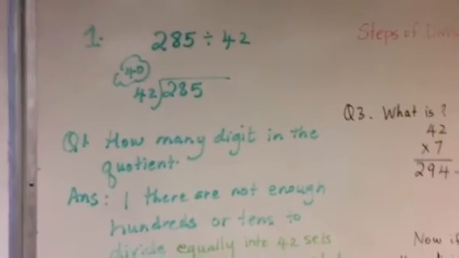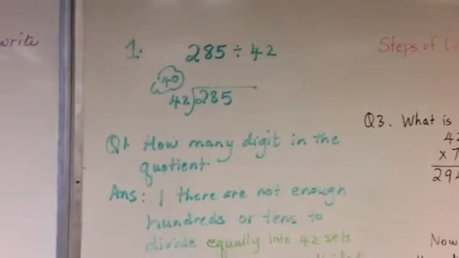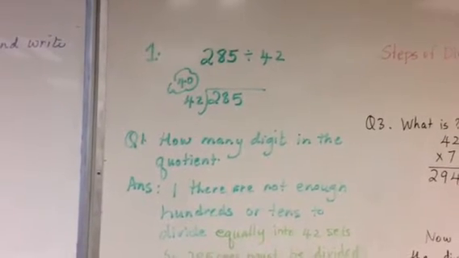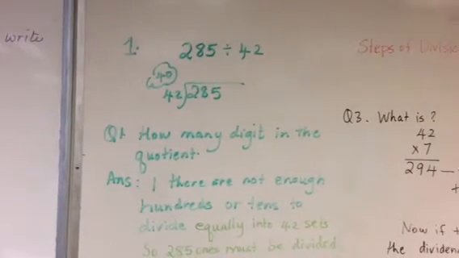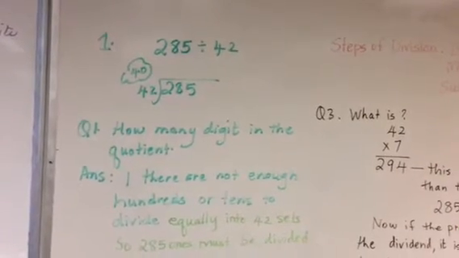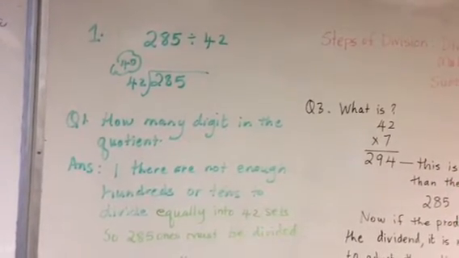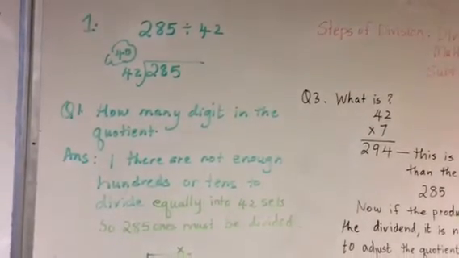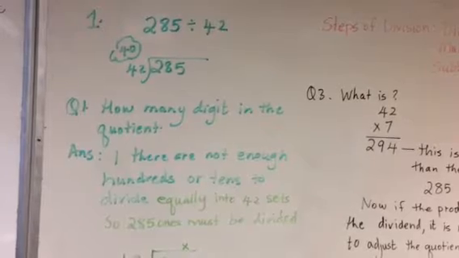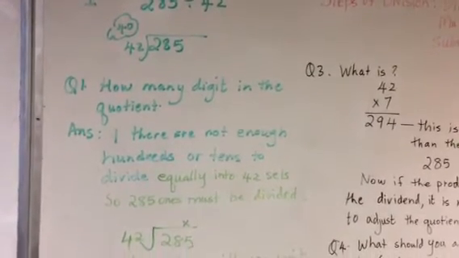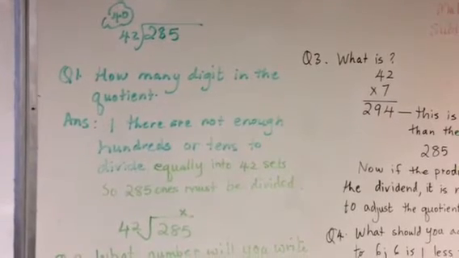Number 1, 285 divided by 42. 42, you round it off to 40. How many digits in the quotient? There will be only one. There is not enough hundreds or tens to divide equally into 42 sets. So 285 ones must be divided. So 42 goes in 285.